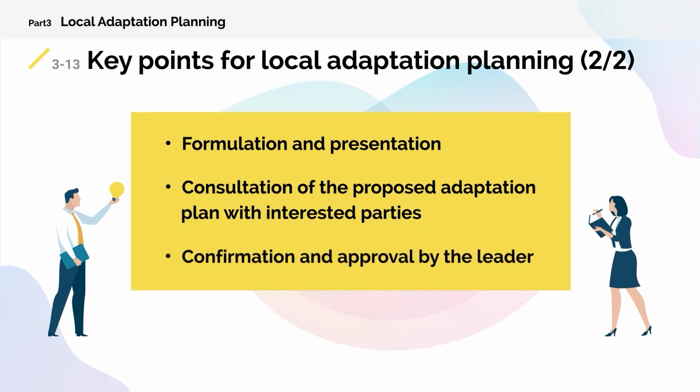Sixth, the final adaptation plan needs to be approved by all the heads of the departments involved, followed by the council and finally the mayor, governor, or other chief executive. With these points in mind, the local adaptation plan is finally complete. These are some of the points to be considered when drafting a local adaptation plan.